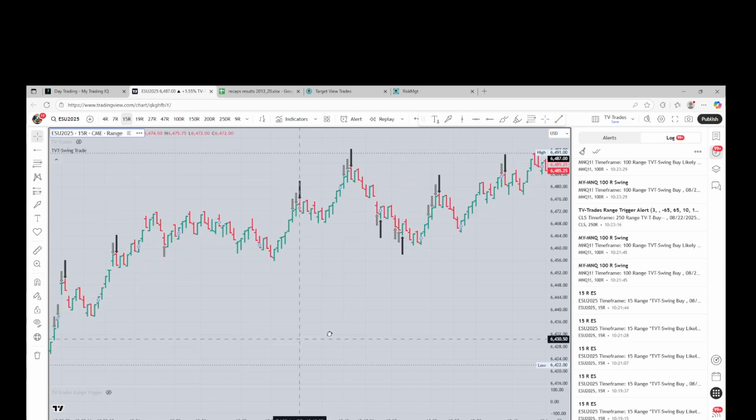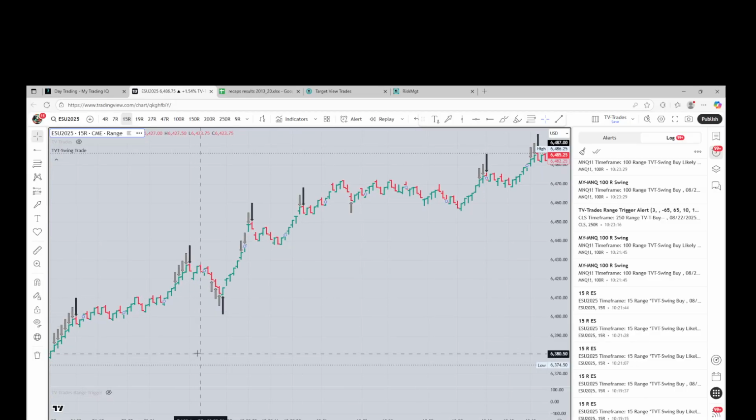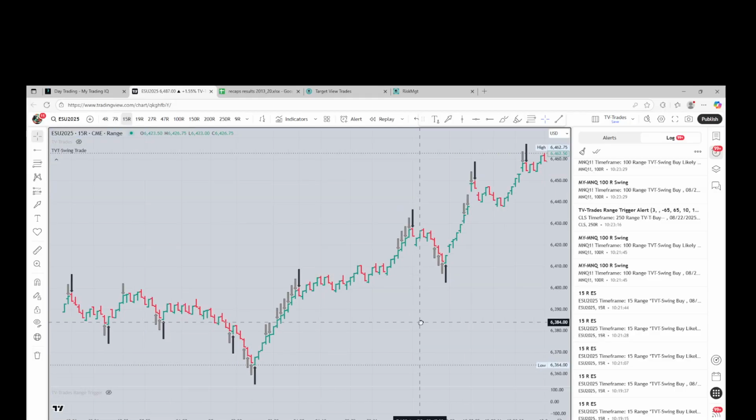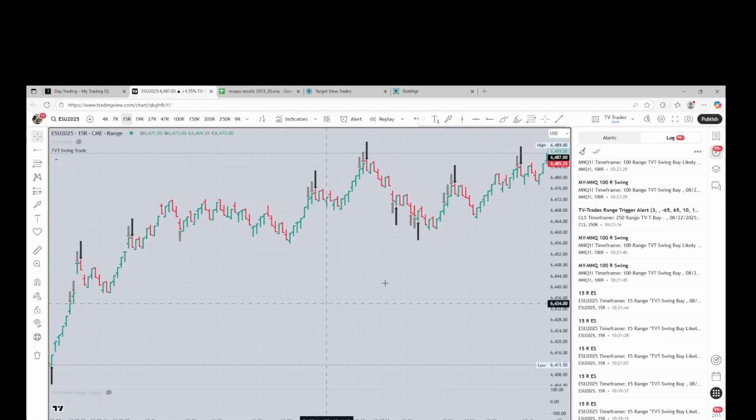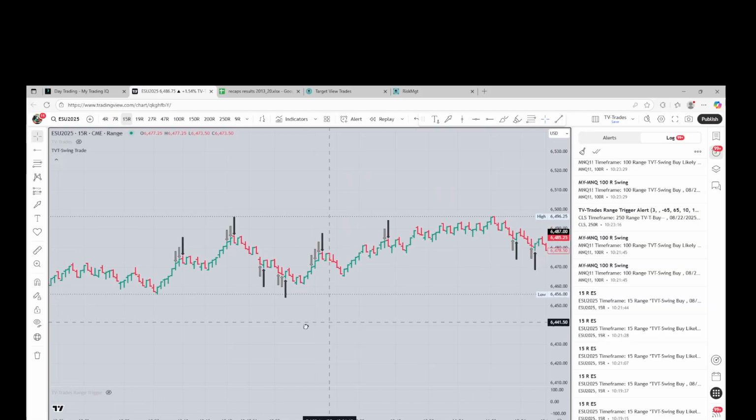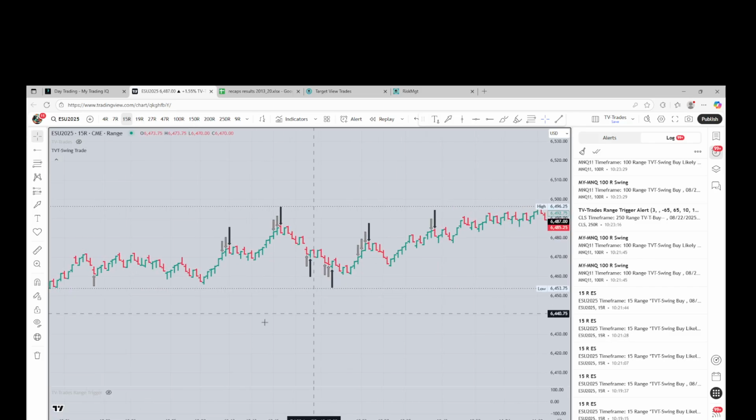The fact that you have a whole bunch of them during the day isn't really a huge number for swing trades. With swing trades, you usually probably only want to have one or two a day. You don't want to have like 10 of them like this in here.